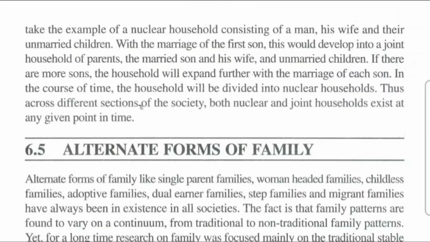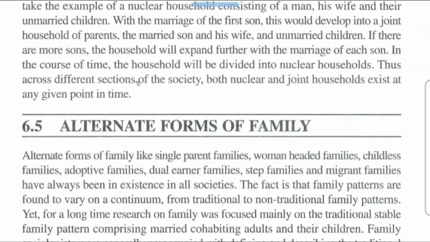With the marriage of the first son, this would develop into a joint household of parents, the married son and his wife, and unmarried children. If there are more sons, the household will expand further with the marriage of each son. In the course of time, the household will be divided into nuclear households. Thus, across different sections of the society, both nuclear and joint households exist at any given point in time.